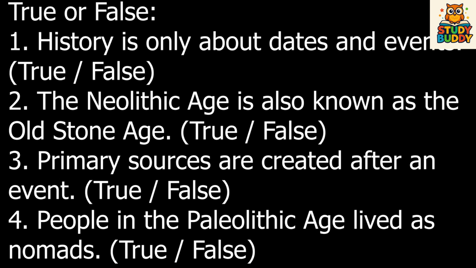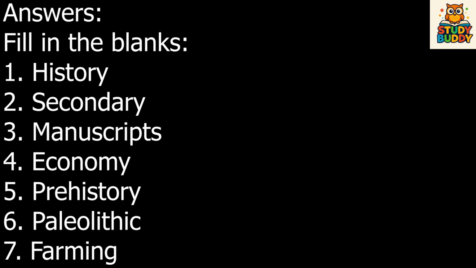True or false? 1. History is only about dates and events. 2. The Neolithic age is also known as the Old Stone Age. 3. Primary sources are created after an event. 4. People in the Paleolithic age lived as nomads.